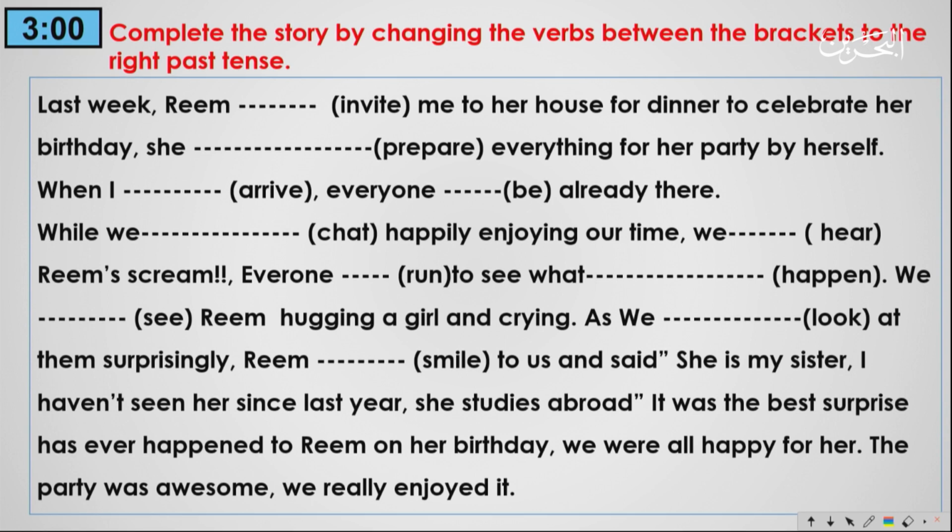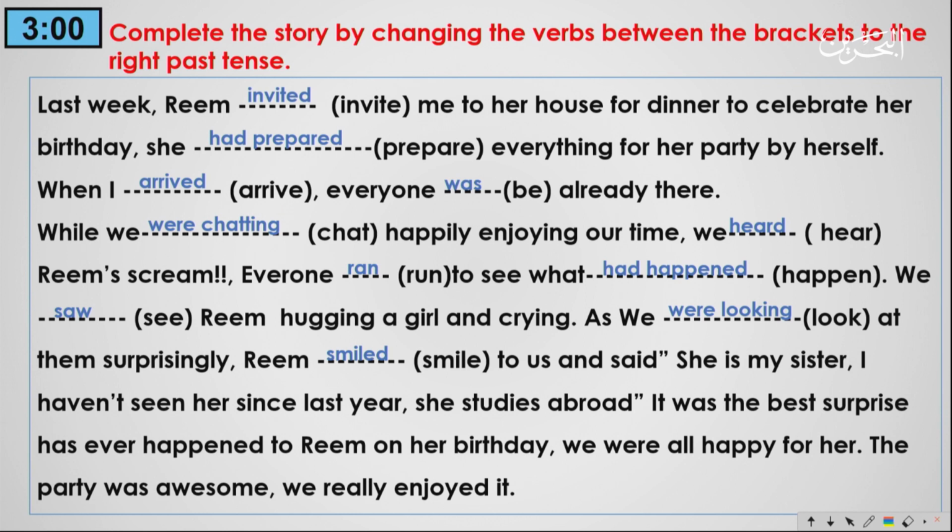Time is up. Let's check your answers. Last week, Reem invited me to her house. Should be past simple. She had prepared everything for the party by herself. Action happened before the invitation. When I arrived, everyone was already there. While we were chatting, an action was going on.